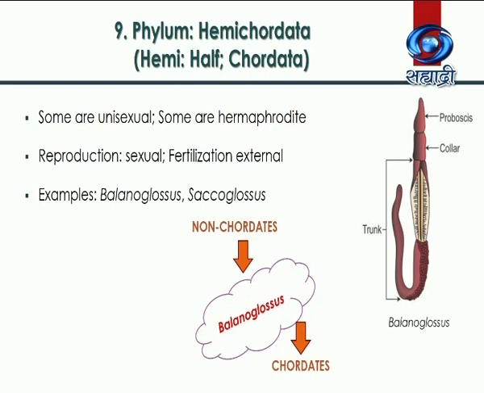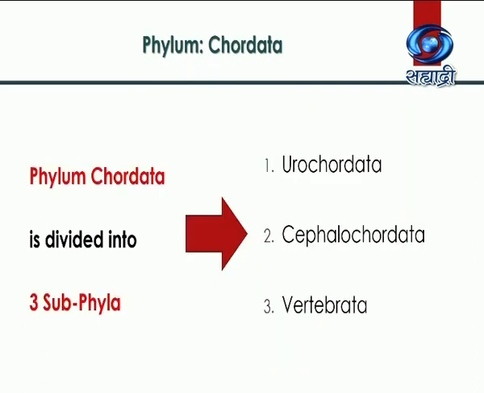The common examples are Balanoglossus and Saccoglossus. Through the viewpoint of evolution, Balanoglossus is considered as connecting link between non-chordates and chordates. This animal shows the characters of both the groups. The next phylum is phylum Chordata.